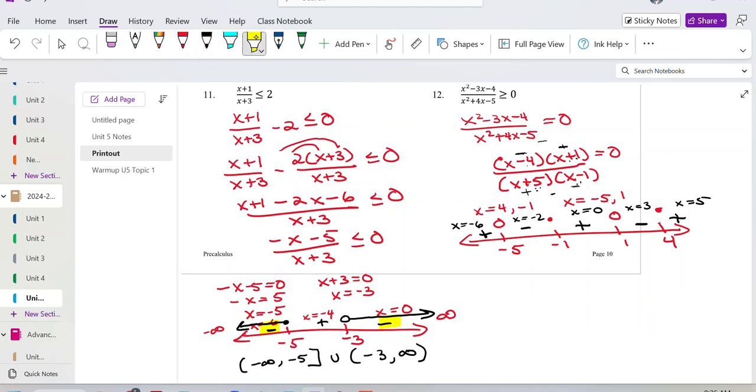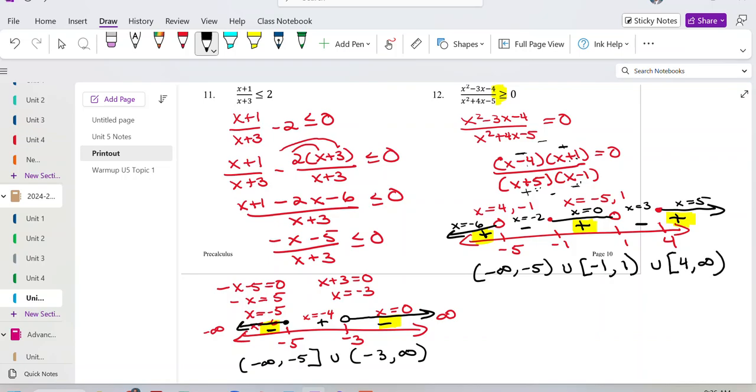So now, since it says it's greater than or equal to, you're looking for all the positives. So that means it goes this way, connects these two, and goes out. So when you write it as an interval, it's going to be negative infinity to negative 5, union bracket negative 1, parenthesis 1, union bracket 4 to infinity.